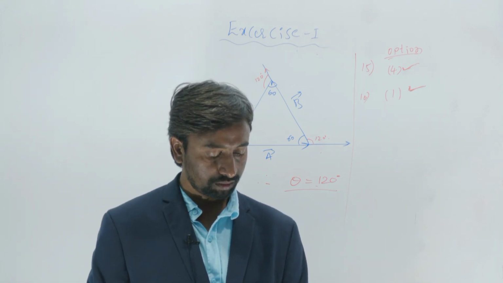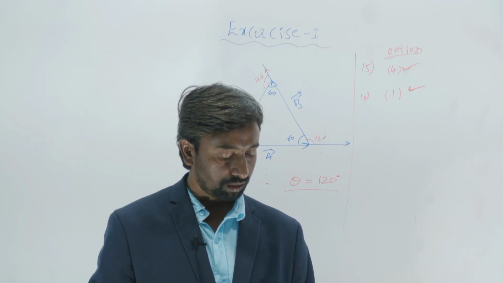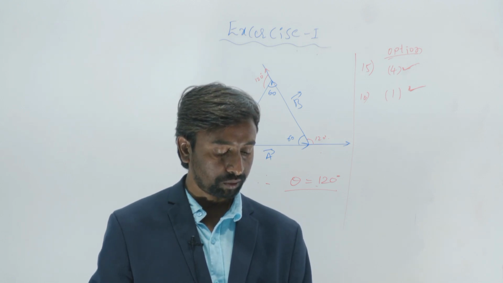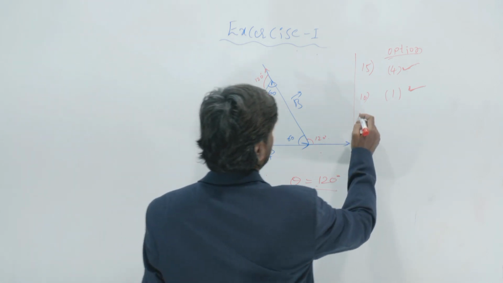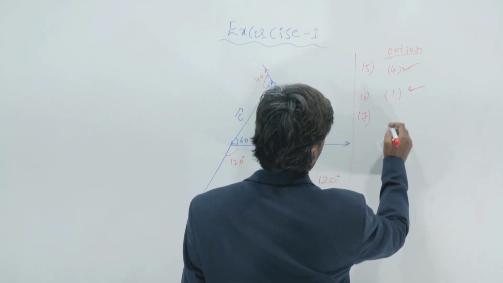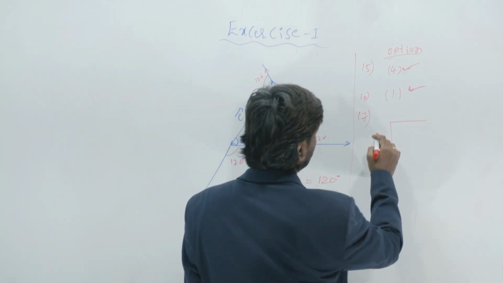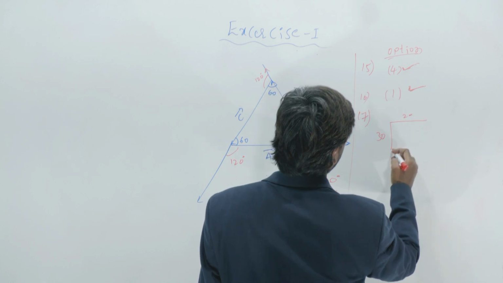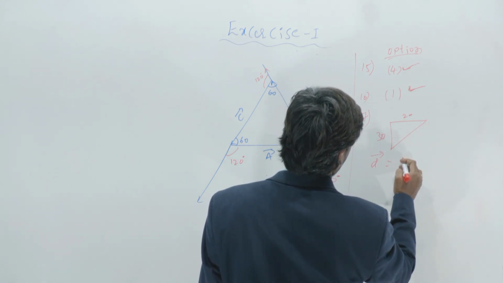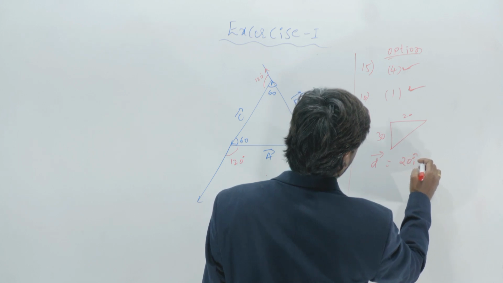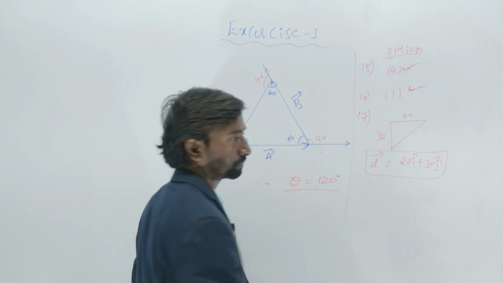Now the 17th one they are asking. A person walks 30 meter due north, then 20 meter due east, then its displacement. So 17th solution: 30 meter north, 20 meter east. The displacement vector d bar is equal to what can we write here? 20 i cap plus 30 j cap. This is the answer.